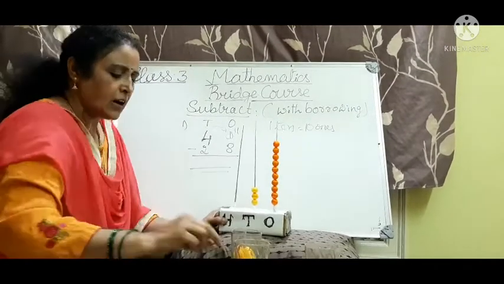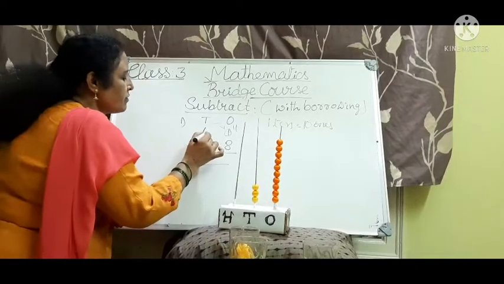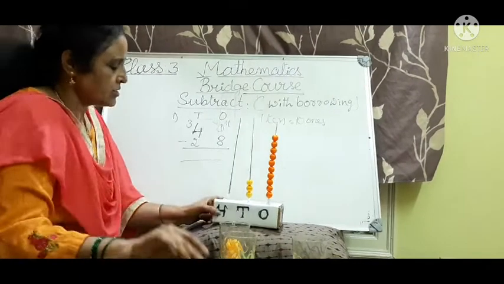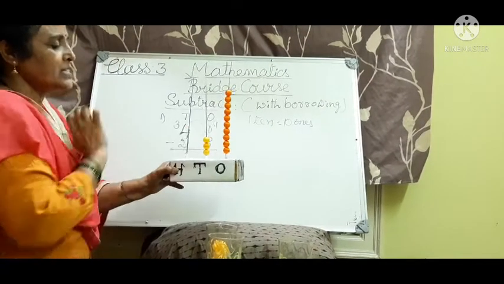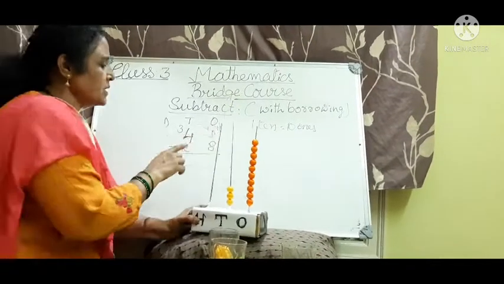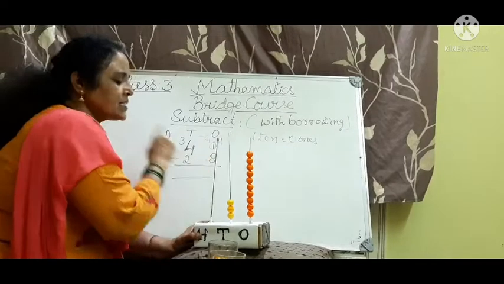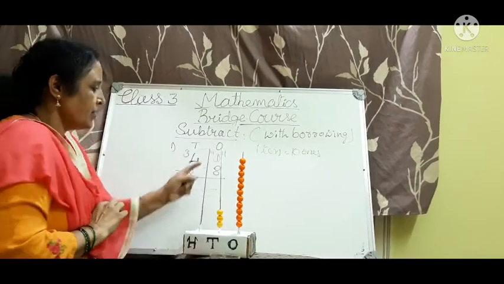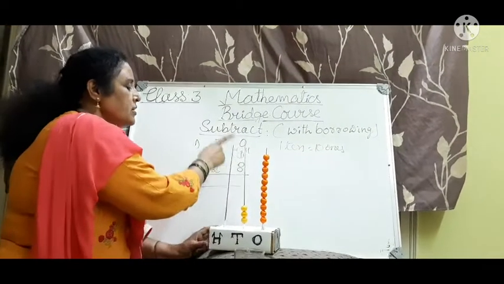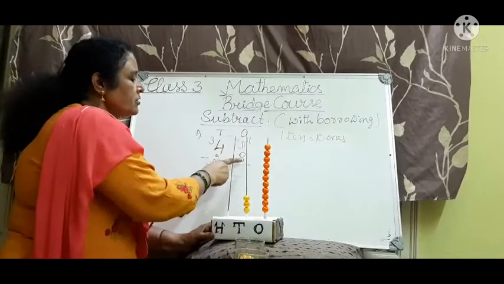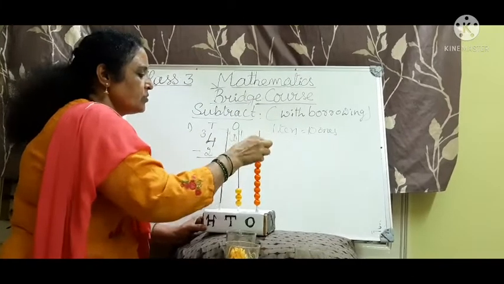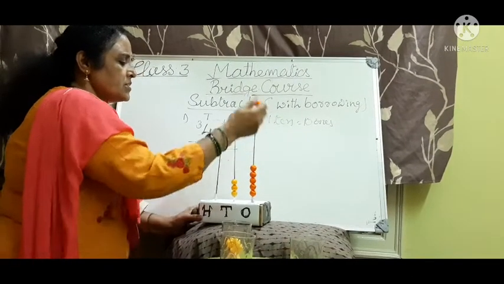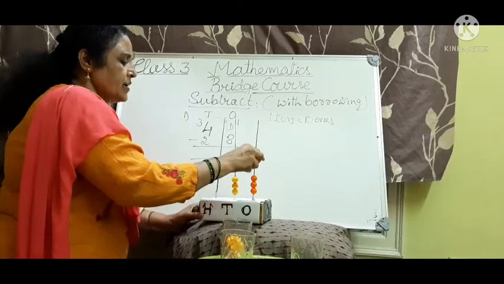Now here after giving borrow, it will be 3. 4 minus 1 is 3. Now see here, 3 tens are remaining. Now we will do the subtraction. 11 minus 8. From 11, we need to take out 8 ones. 1, 2, 3, 4, 5, 6, 7, 8.